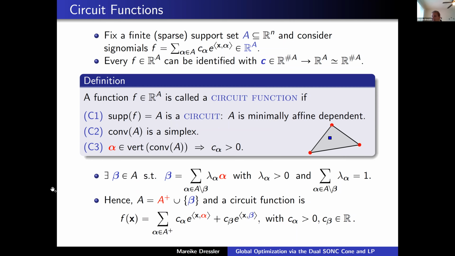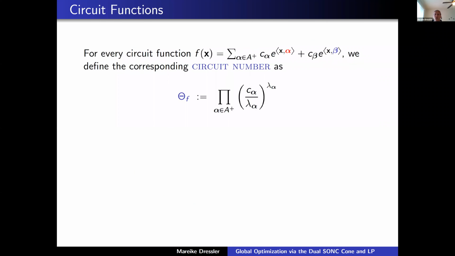So this coefficient will decide about the non-negativity of this function. And how do we test non-negativity of these functions? This is done via the so-called circuit number. Namely, we define the circuit number as this product. Here in the numerator are the coefficients corresponding to the vertices of the circuit function, and in the denominator the exponents are the barycentric coordinates.